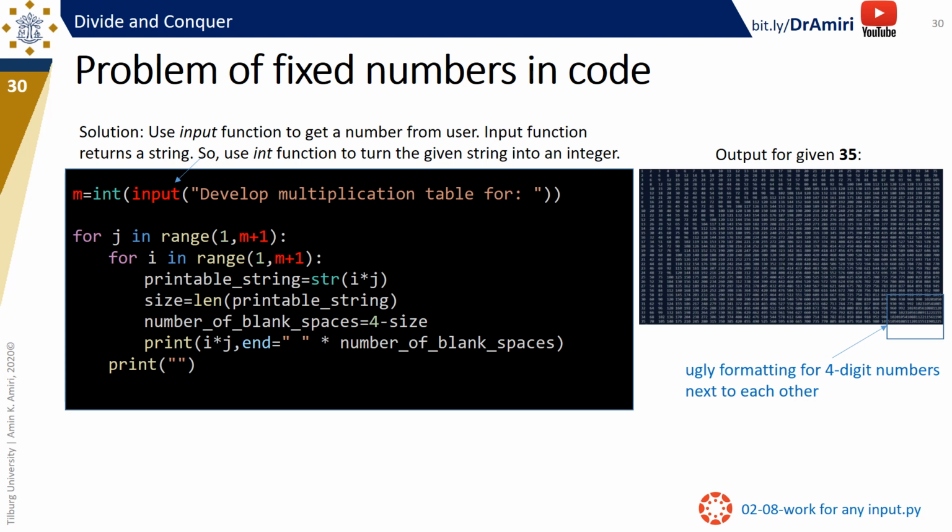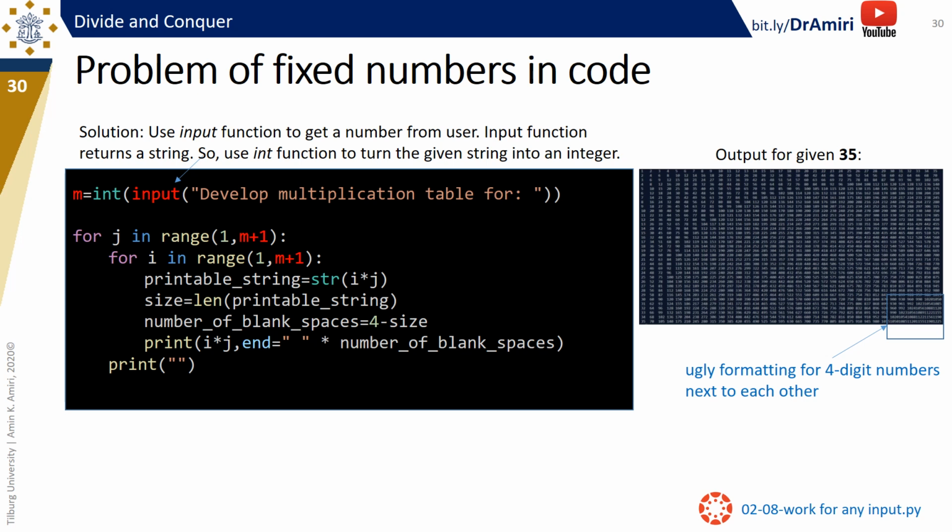We use the input function to get a number from the user. So we know that the input function gets a string, returns a string. We need to use the int function to turn that string to a number, which will be stored in M. Then we replace all 12s that we have in our code with M.